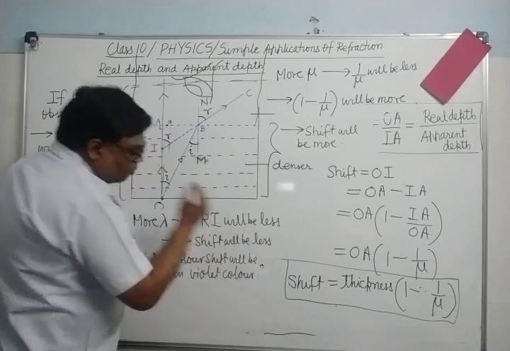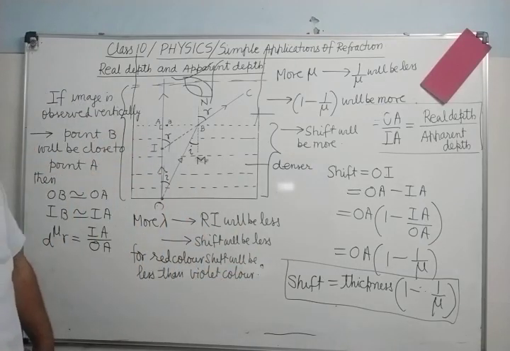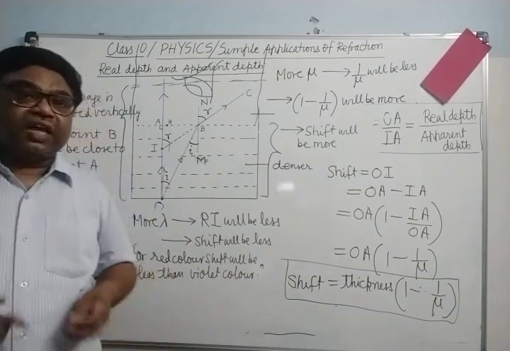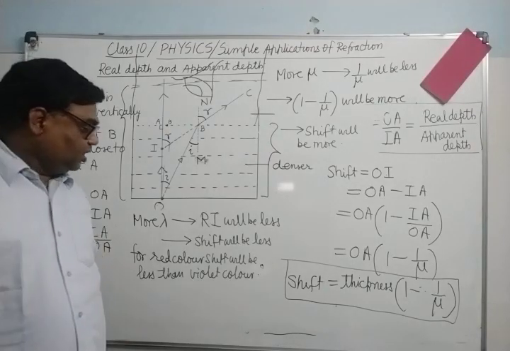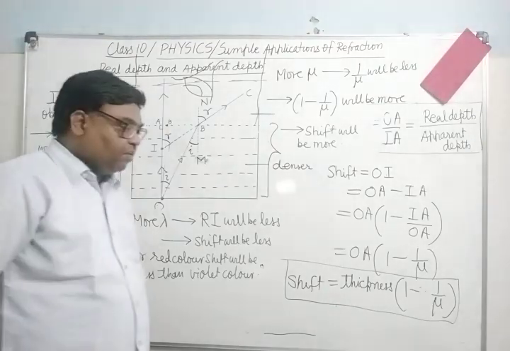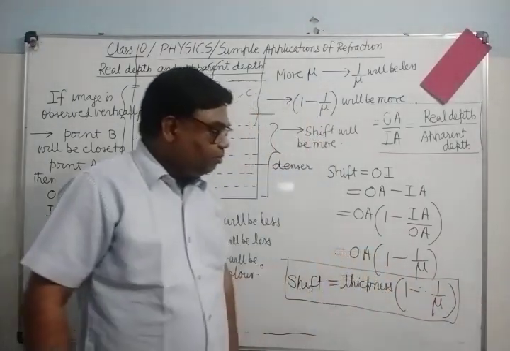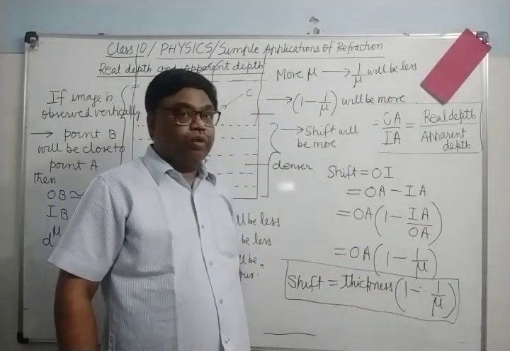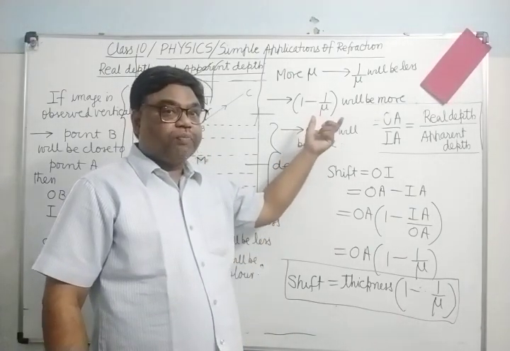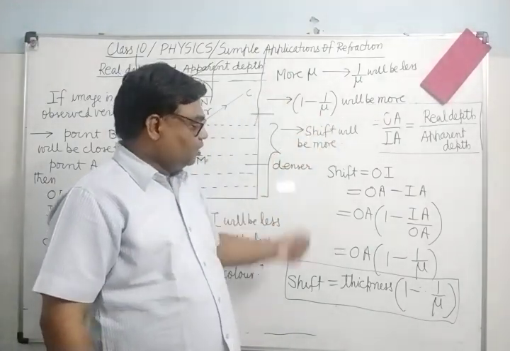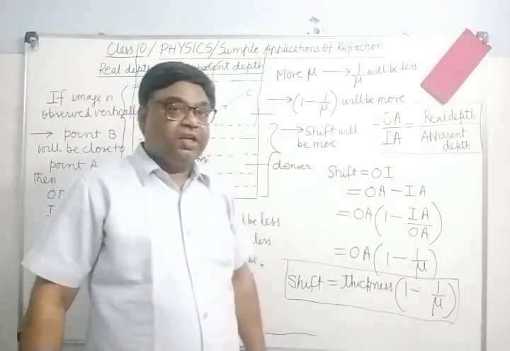It's clear? Than violet color. For red color, shift will be less than violet color. So this we will remember. More the value of mu, less will be 1 upon mu. So 1 minus 1 upon mu will be more. When 1 minus 1 upon mu will be more, shift will become more. It's clear?